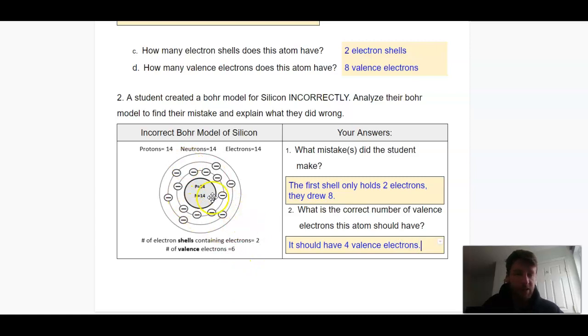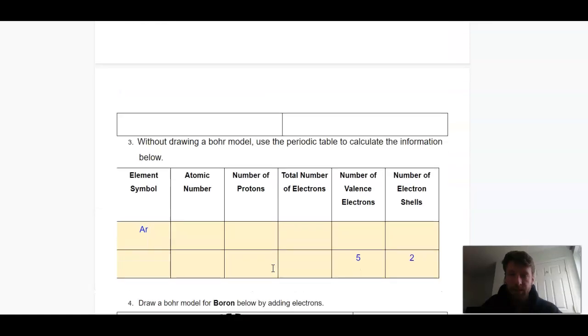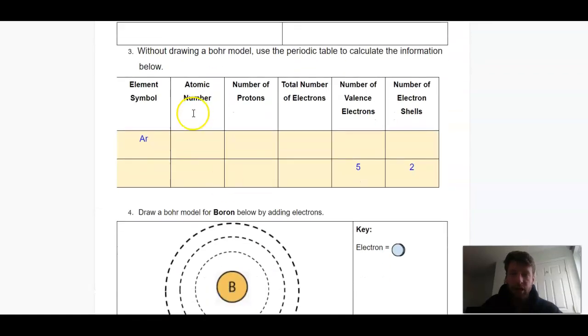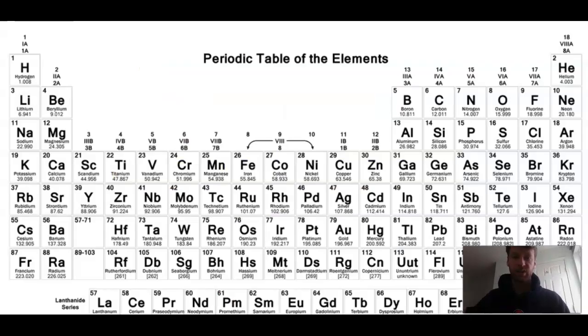We could also fix that by drawing it out the correct way, but in this format, we're going to try to reduce the number of times you're actually having to draw out models. All right, without drawing out a model, use the periodic table to calculate the information below. So argon, we need to figure out protons, electrons, valence electrons, and electron shells.